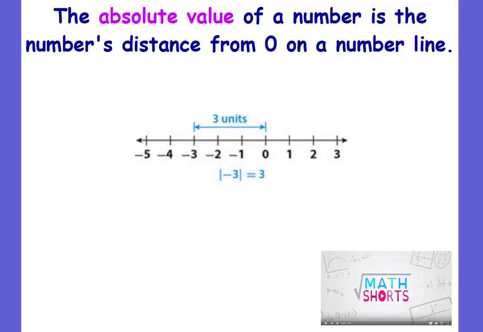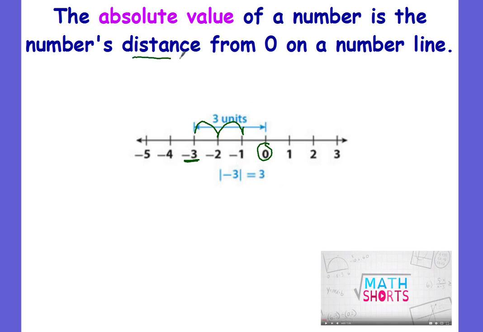The absolute value of a number is the number's distance from 0 on a number line. So let's take a look at the number line. Here is our 0. And we want to look at the number negative 3. How many units away from 0 is negative 3? It's 1, 2, 3 units. So the absolute value of negative 3 is 3.